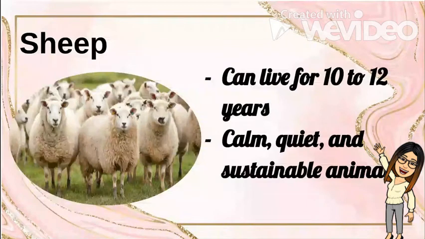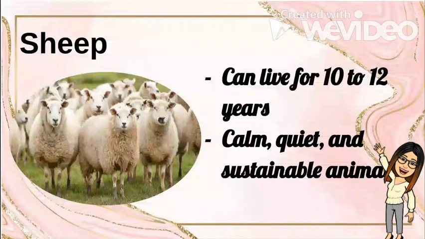Next, we have sheep. They can live for 10 to 12 years. They're very calm, quiet, and sustainable animals. They are different from the pigs. Pigs are very noisy. They keep on shouting. The animals that I mentioned a while ago are very noisy, but the sheep are very calm and quiet. They're very well-behaved, and just like goats and cows, they're also a good source of milk and meat.